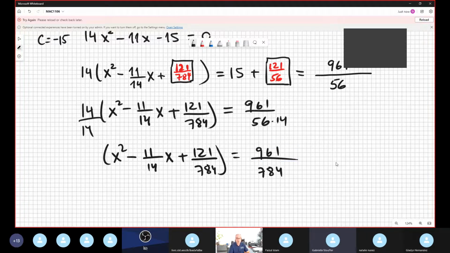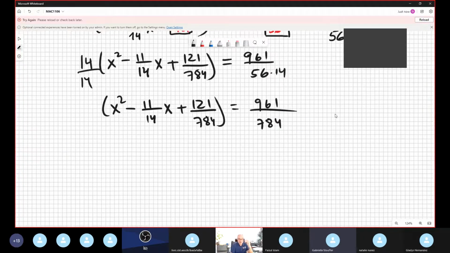Under factorization, this trinomial, always the technique of completing the square is to guarantee that this trinomial is a perfect square, only one binomial squared, duplicated. The square root of this term is x, and the square root of this term, I did before, remember, is 11 over 28.